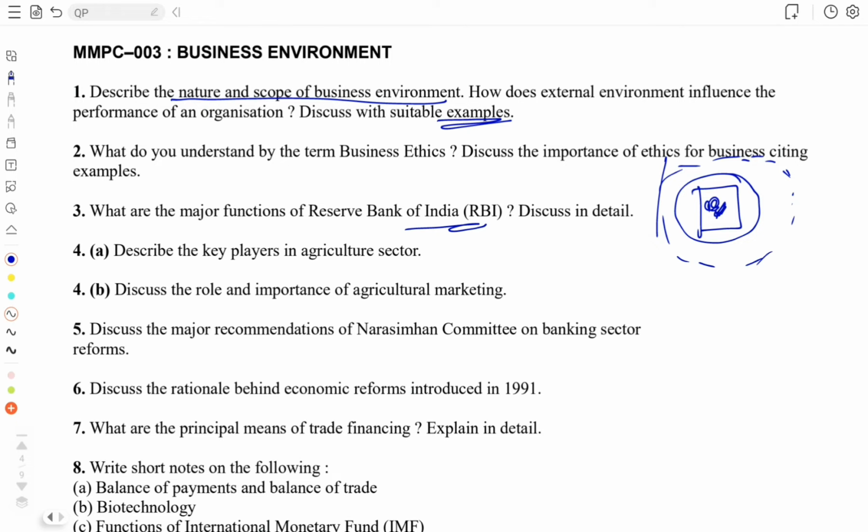The fourth question has two parts. The first part asks about the key players in the agricultural sector, and the second part is asking us to discuss the role and importance of agricultural marketing. So the key players in the agricultural sector include the middlemen, okay? The merchant middlemen, the speculative middlemen, the agent middlemen, the processor middlemen, facilitative middlemen, all those different people, right?